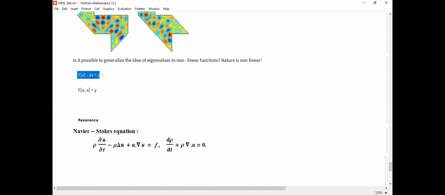The first time they tried this was a simple extension of the eigenvalue equation, where you have f of x instead of a matrix times x minus lambda x is y. Like this, you try to find those values lambda which make this impossible to invert. But later, I think more mathematicians are talking about this sort of model where you have a nonlinear function f, where you have some input x and some output y, but you have some control, some parameters a.